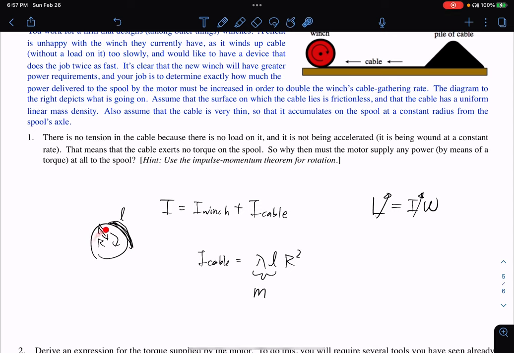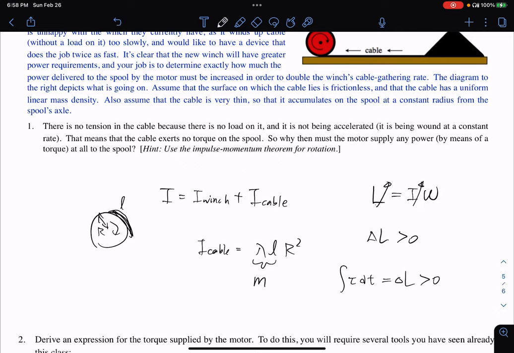cable surrounding it. So in order to increase the angular momentum, the angular impulse, which is the time integration of torque, will also be bigger than 0. So because we need to supply a torque, this means that we need to supply some power.